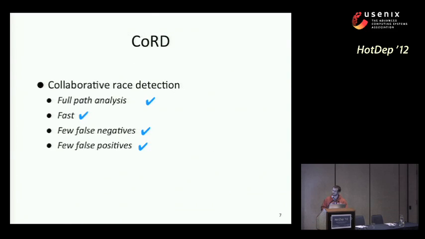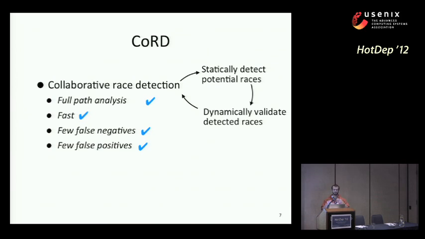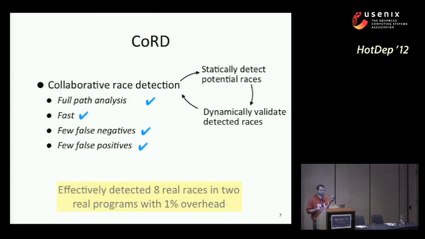In this talk, we introduce collaborative race detection and our prototype system called CORD that we built to achieve these goals. The key idea in CORD is to statically detect potential races and dynamically validate them. That is, to determine whether they are actual real races. CORD effectively detected 8 real races in 2 real programs with 1% average runtime overhead.